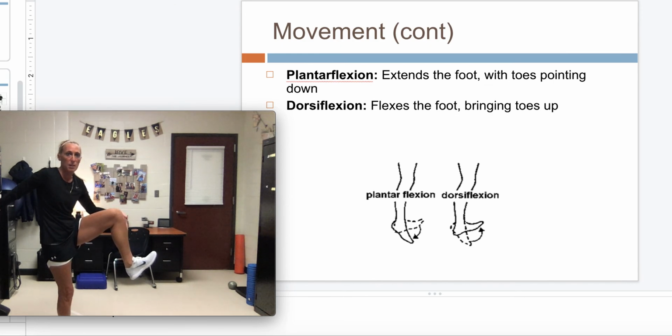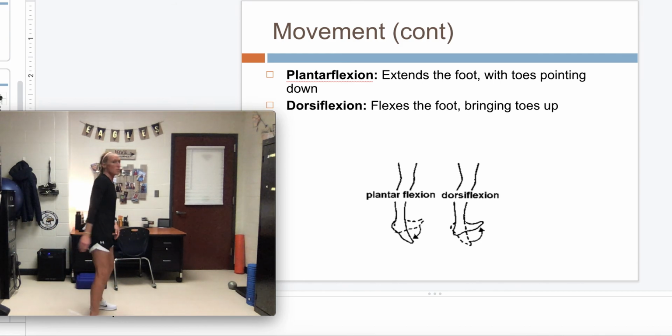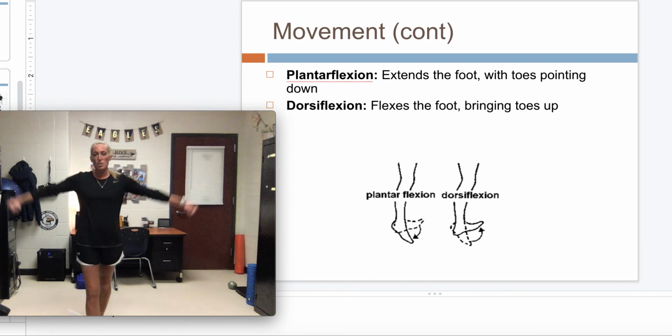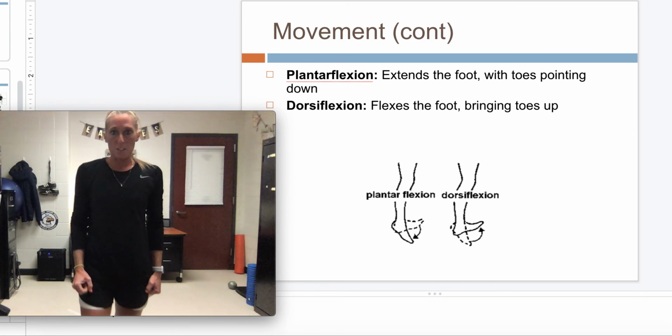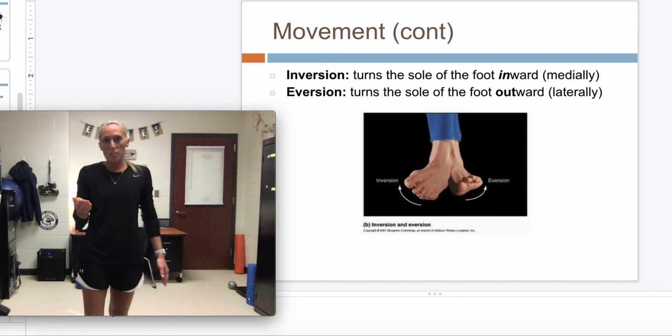You'll feel the tibialis anterior flexing on that. So if I have plantar flexion, see if I can be on the screen here. Plantar flexion and dorsiflexion. We had flexion, extension, abduction, adduction. Inversion and eversion. This is often used with the foot.